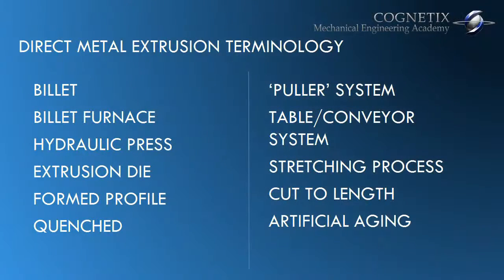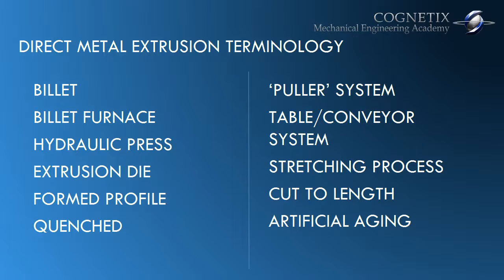All right, first let's go ahead and talk about some terminology associated with the process of direct or forward metal extrusion. Billet is the raw material shaped in a cylindrical form. Raw material could be aluminum, and aluminum is typically extruded, and it is shaped in a cylindrical form before it is extruded. The billet furnace is where the billet goes to preheat in order to make it malleable but not fluid. It's still solid but malleable.